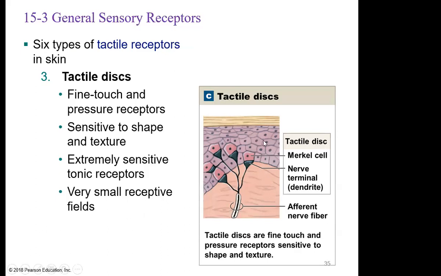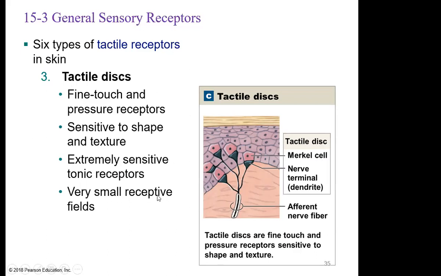Tactile disc, you can see here, Merkel cell is another AKA. So Merkel is fine touch and pressure, sensitive to shape and texture, extremely sensitive tonic receptors. So extremely sensitive means that it does not take much for these to be activated. That's why they are associated with fine touch. You barely need to even touch anyone for you to stimulate their Merkel's disc or Merkel's cell.